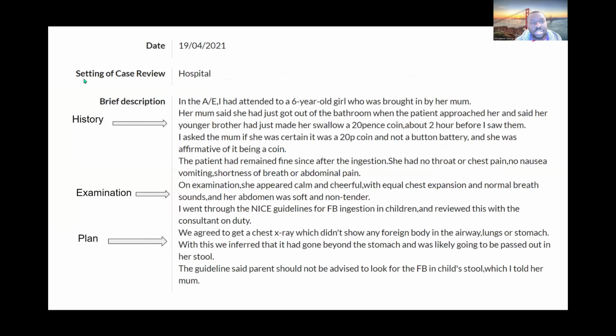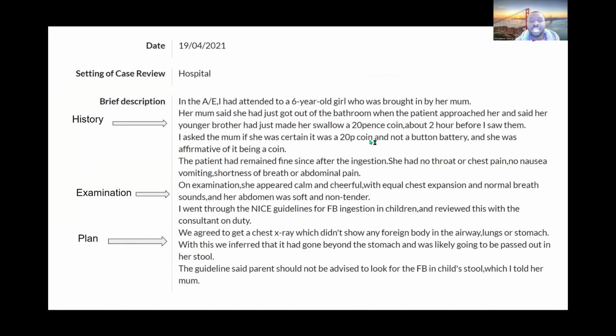And what I did, so the setting of the case review was in the hospital. This was in April last year, barely 2 months into my training. So, hospital setting, a brief description of what I did: I gave a very brief history, a very brief physical examination finding, and the plan, which was the investigation and treatment.